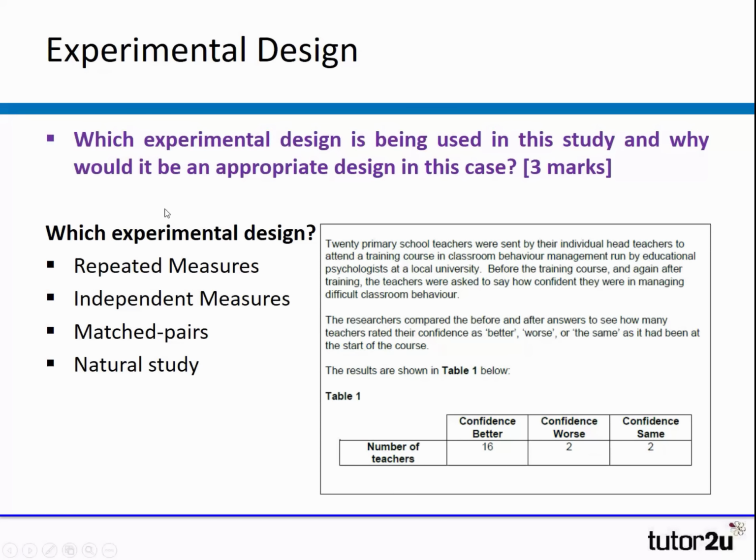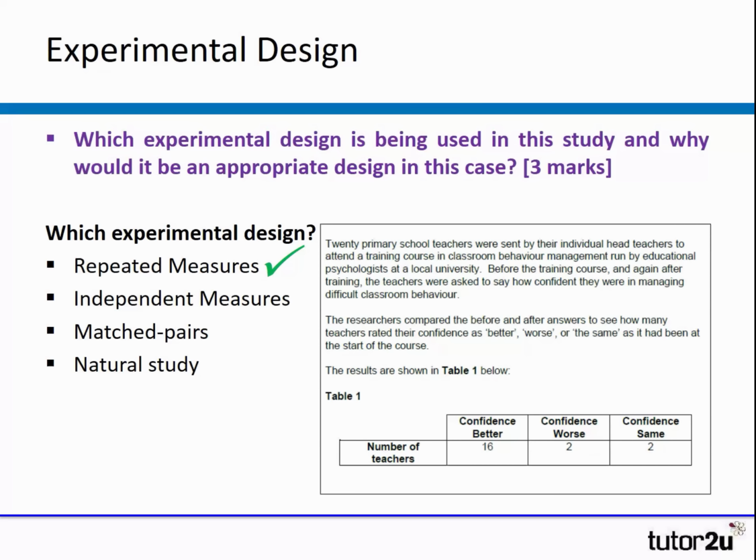Now that means in terms of which experimental design it is, it's clearly going to be repeated measures. We've got the same group of participants before and afterwards, okay? Now that would pick us up the 1 mark. What we then need to do is explain why it would be an appropriate design in this particular case.